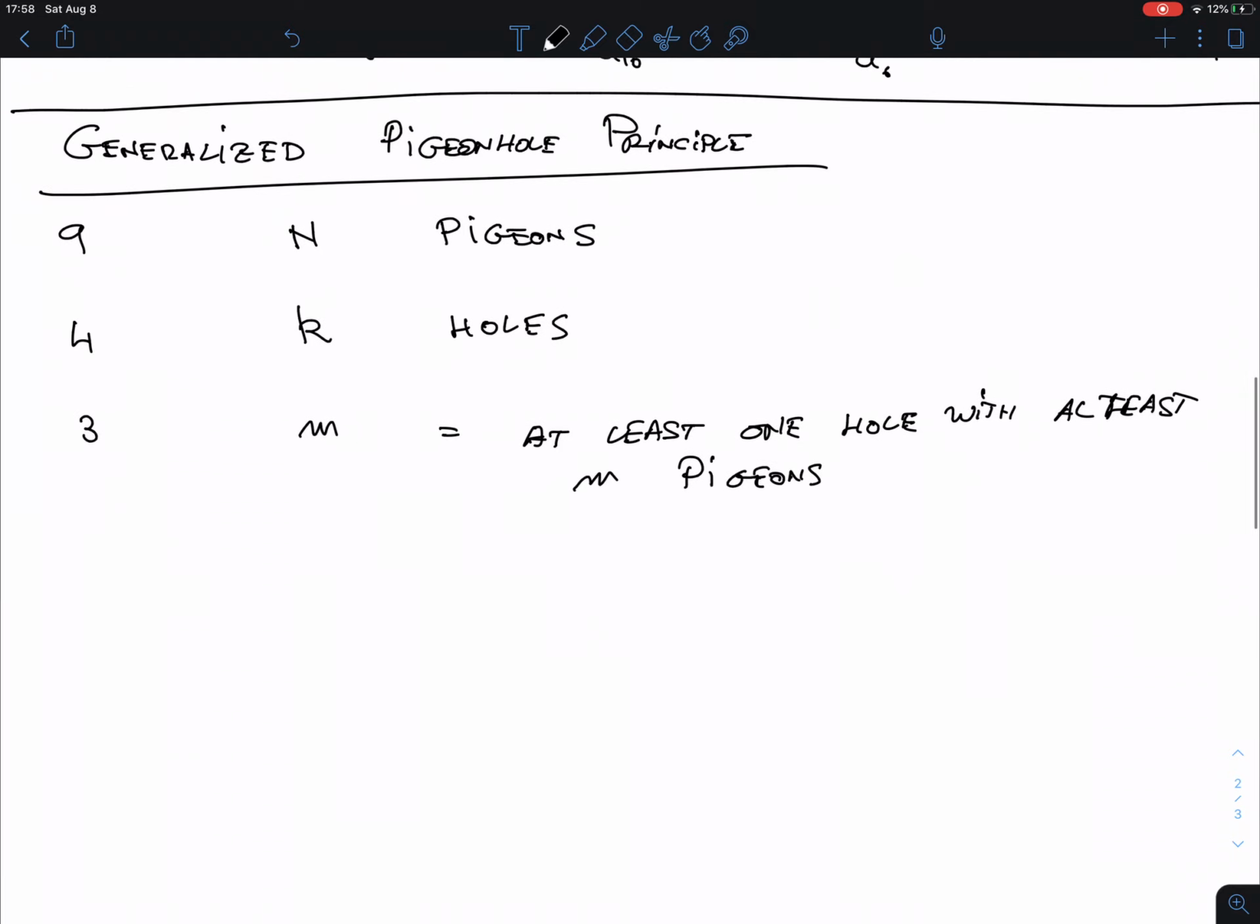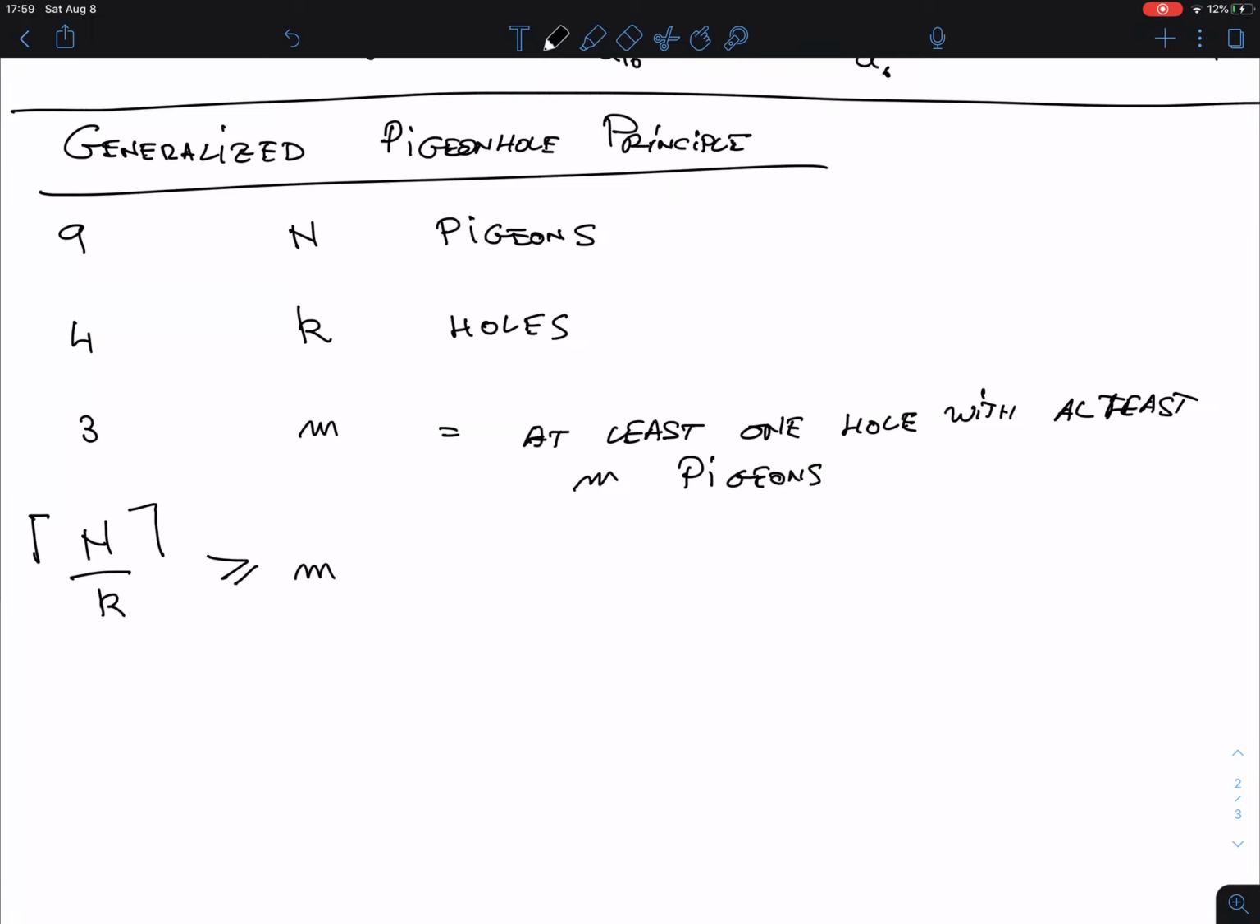Okay, so the formula is this: n divided by k, if you have n pigeons dividing over k many holes. Now, of course, in general, this is a fraction. It's not just a nice quotient. I have to take the floor of this number, and the claim is that this is always bigger than m.